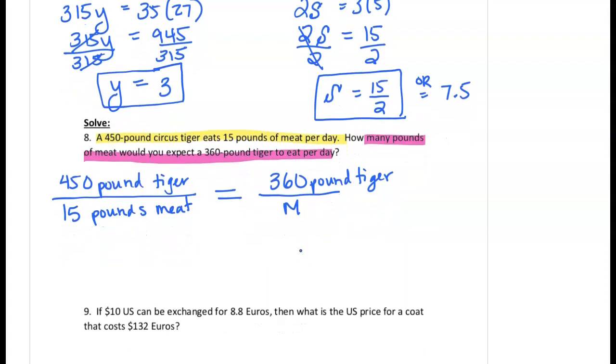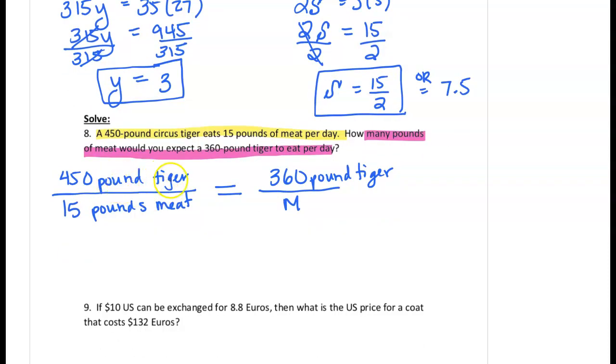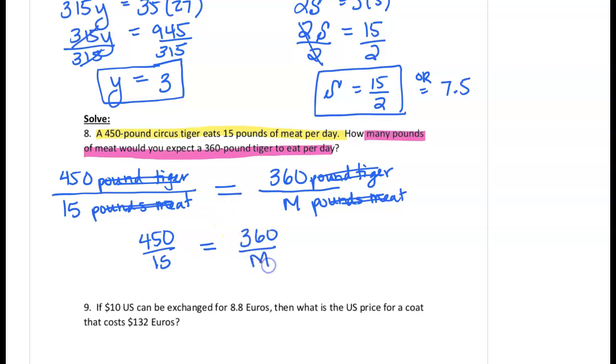Now what I'm going to do is simplify, because we have pounds tiger and pounds tiger that are similar to each other. We don't have to rewrite that. And same thing down here, we have pounds of meat compared with pounds of meat. So because we used the same labels, we can simplify this down to just the values. 450 over 15 is equal to 360 over m. And then solve. I'm going to use cross products as a shortcut.